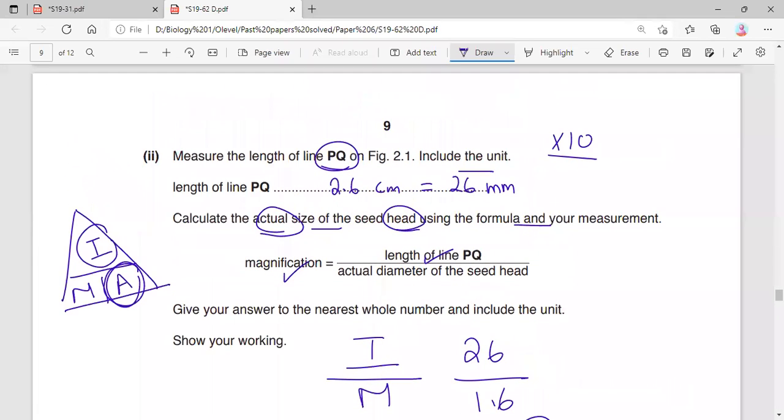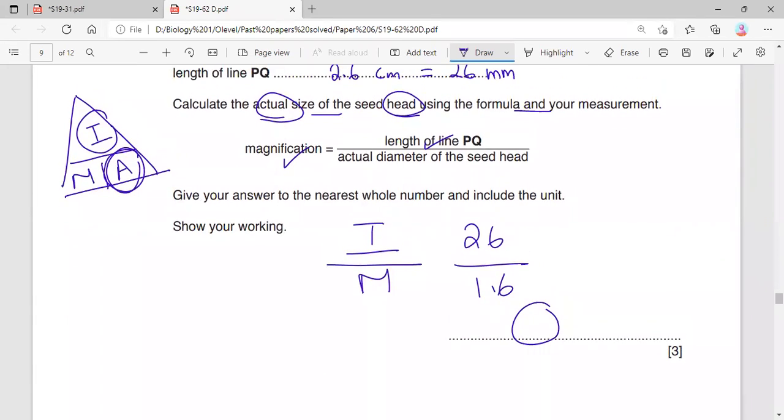Did you measure the line PQ? Yes, it was 2.4. Okay, it's okay. 2.4 is fine. According to the printing scale, it will still be okay.